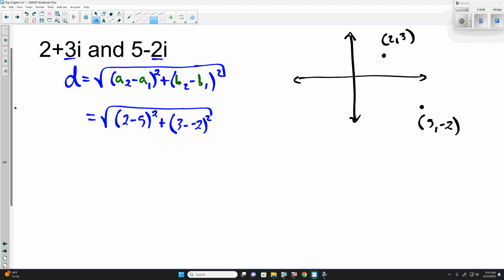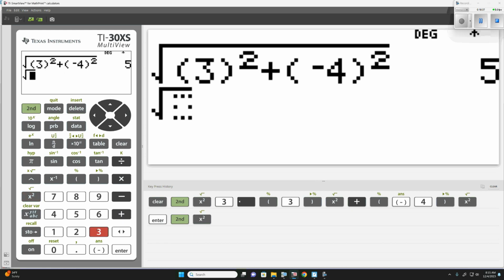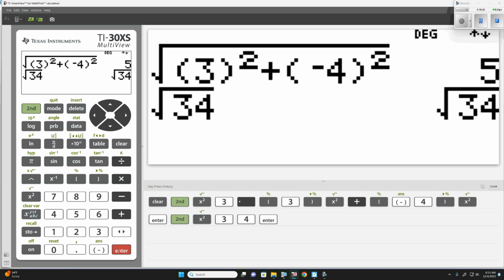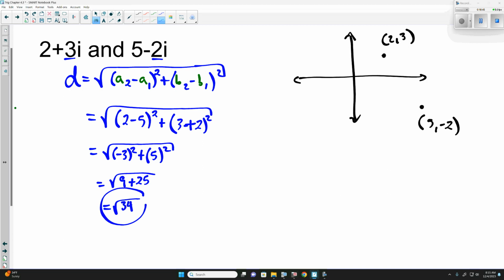And at this point here, we just have to calculate this here. Now we could do this in a calculator and let it do it for us. 2 minus 5 is negative 3 squared. 3 minus negative 2, the negative and negative make a plus, giving us 5 squared. 3 squared is 9. 5 squared is 25. 9 plus 25 is 34. And that's as simplified as it gets. Square root of 34, we can use the calculator to check. And it's 34. So the distance between these two complex numbers is the square root of 34.